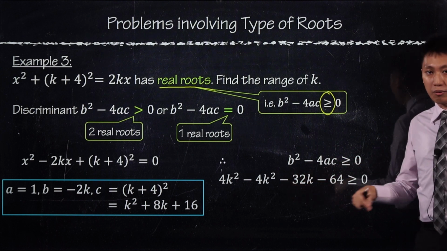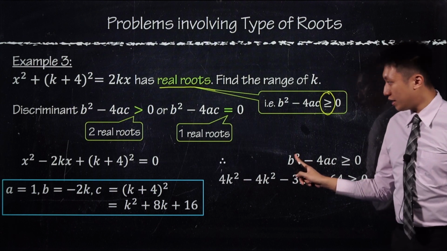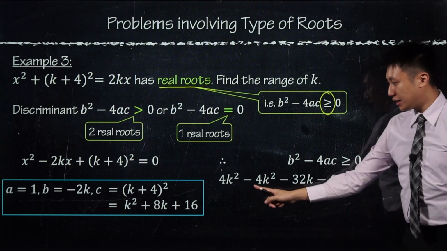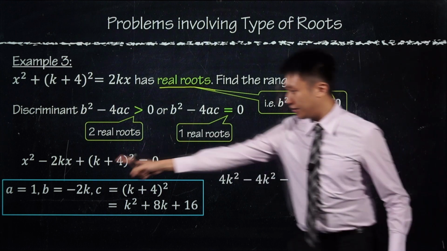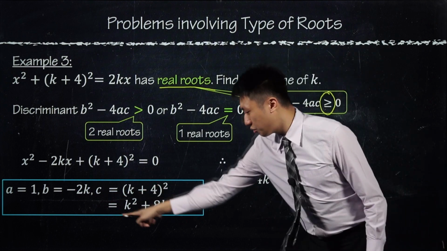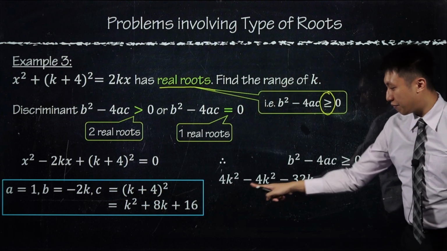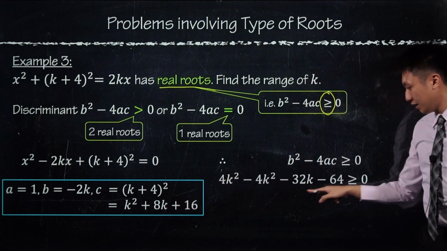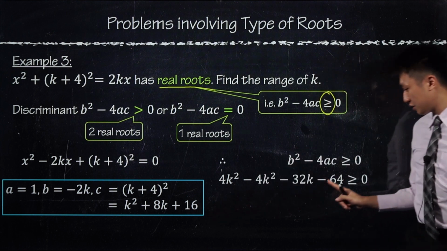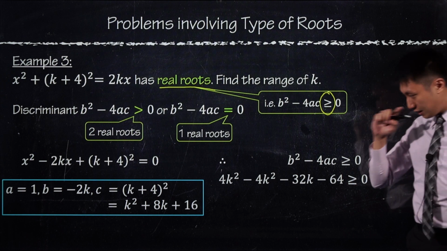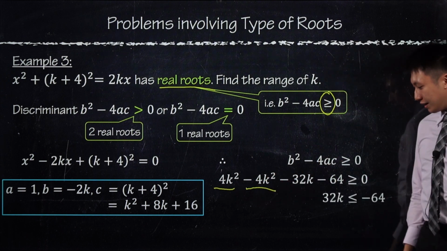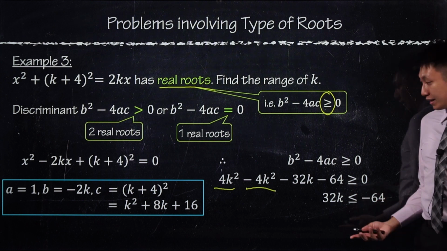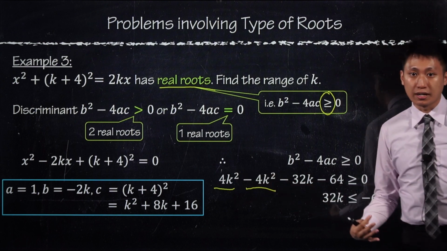I do one shot. So b squared will be negative 2k, the whole thing squared, will be 4k squared. Then minus 4 times a, which is 1, times this whole thing means minus 4k squared. Then minus 4 times 8 is minus 32k. Then minus 4 times 16 gives me minus 64. And I see this and this cancel off. And easy, 32k is less than or equal to 64. It doesn't involve something that has square, so it's easier.